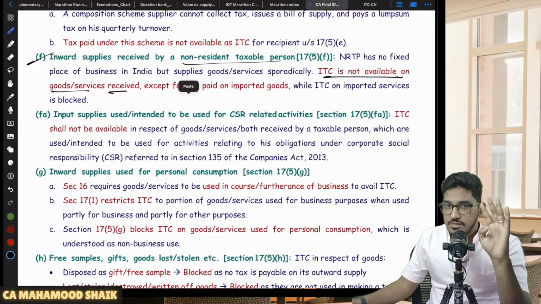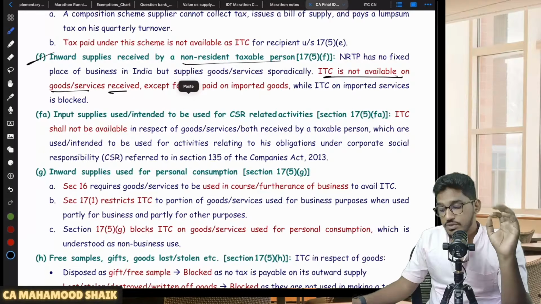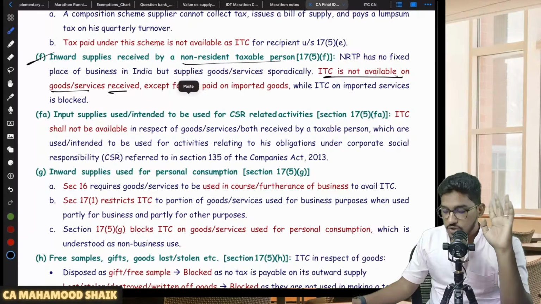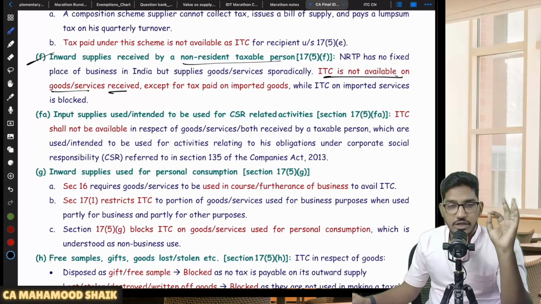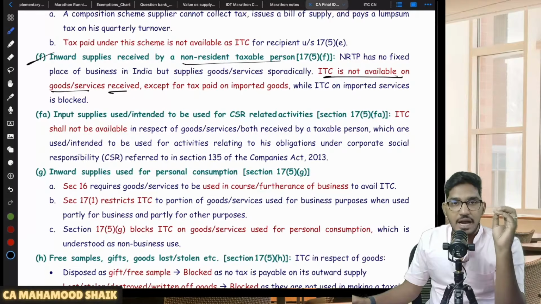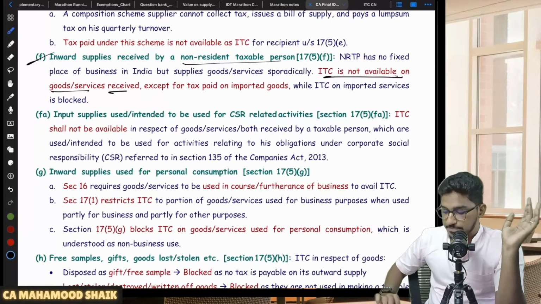Locally procured goods and services he can't take ITC. Locally procured services he can't take ITC. Imported services also he can't avail ITC. So for an NRTP he can avail ITC on only one thing. What is it? Tax paid on imported goods. If you are importing some goods, on that if you have paid any IGST, that IGST you can claim as credit. You can't claim ITC on locally procured goods or services. You can't even claim ITC on import of services. Only GST paid on imported goods, an NRTP can avail ITC.